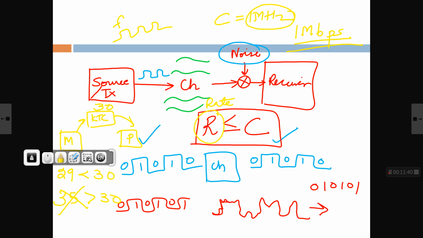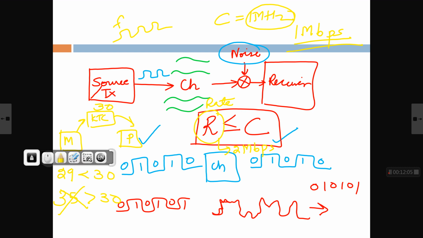So a 1 megabit per second channel cannot have an information rate of 2 megabits per second. It is not saying that it cannot transmit, but that error-free transmission is not possible. You may be able to transmit, but there will be a lot of errors. That is what is predicted by Shannon's theorem.